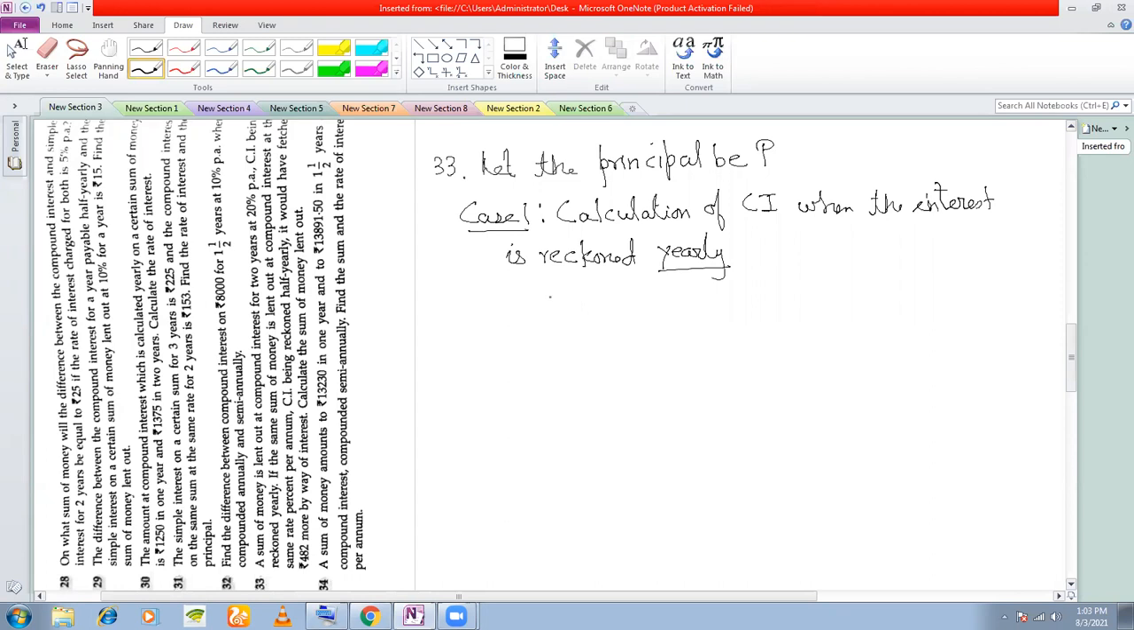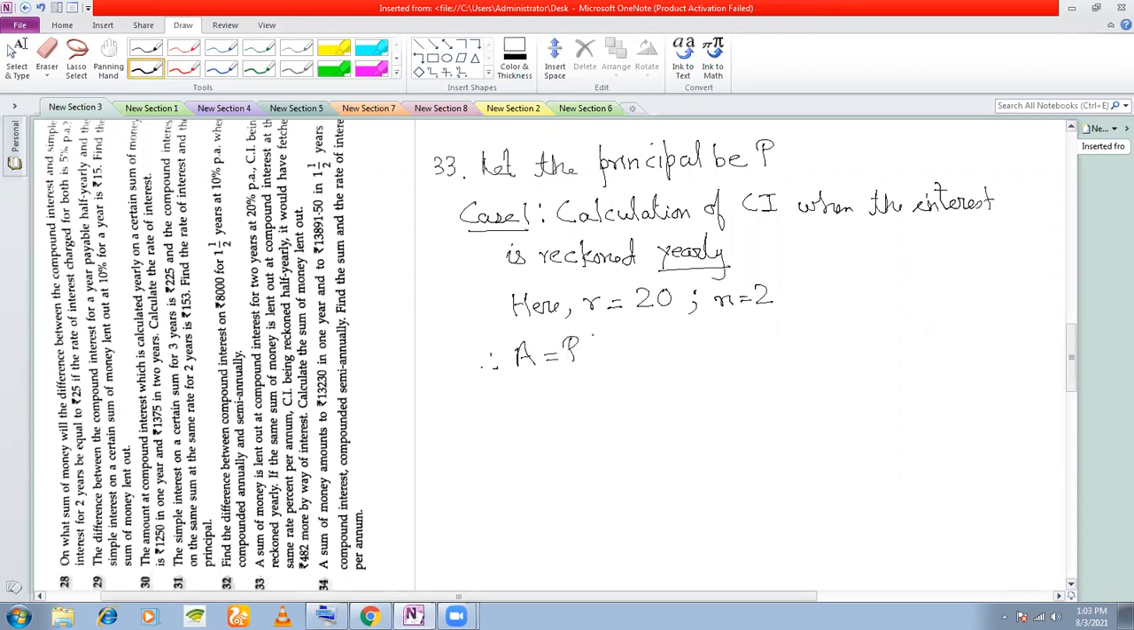If it is given yearly, if you read the question, how much is the rate here? 20%, right? So R must be equal to 20. For how long is it being invested? It is being invested for 2 years. So N must be equal to 2, right? No question of halving and doubling because it is being reckoned yearly. So what is the amount?